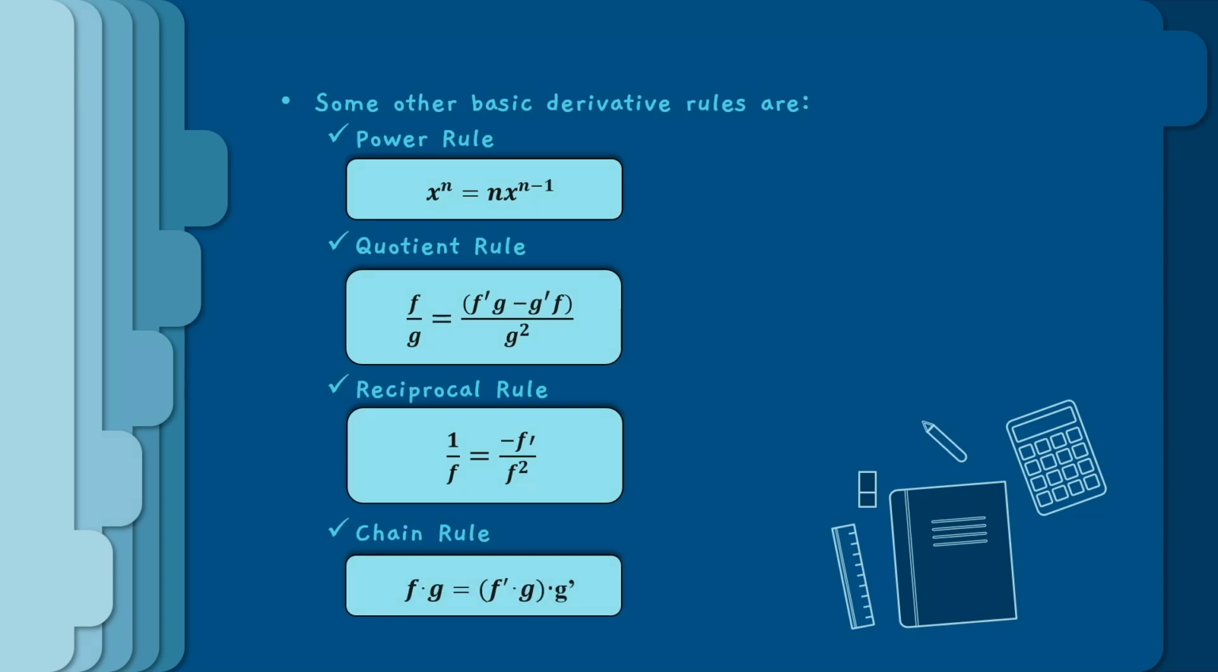Apart from these rules, there are some other basic derivative rules. First, the power rule. Second, the quotient rule. And the rest, you can refer to our slide.